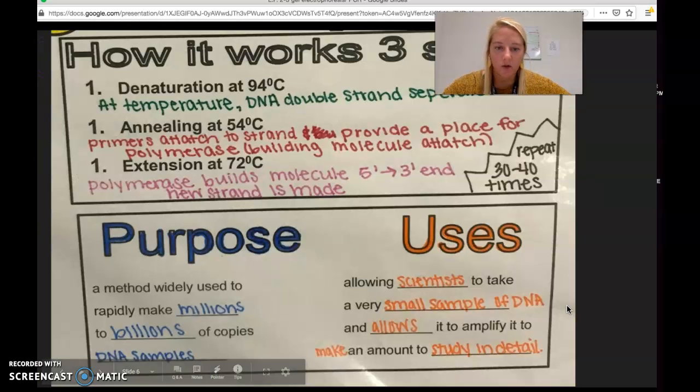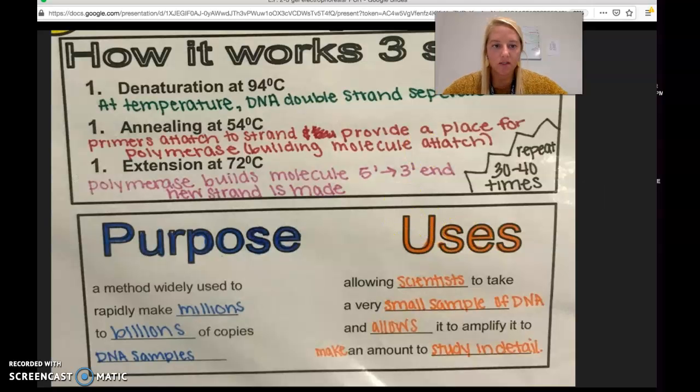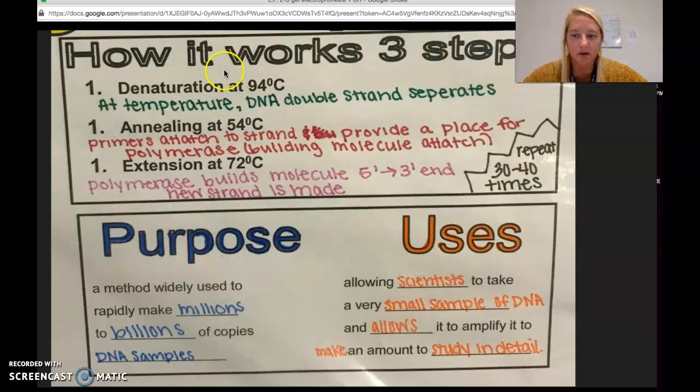Video on how PCR works. So there's a video for you to watch, or there will be. How it works in 3 simple steps. So first of all, we denature the DNA strand, which basically means that we take that double helix DNA strand and we rip it apart by using heat.